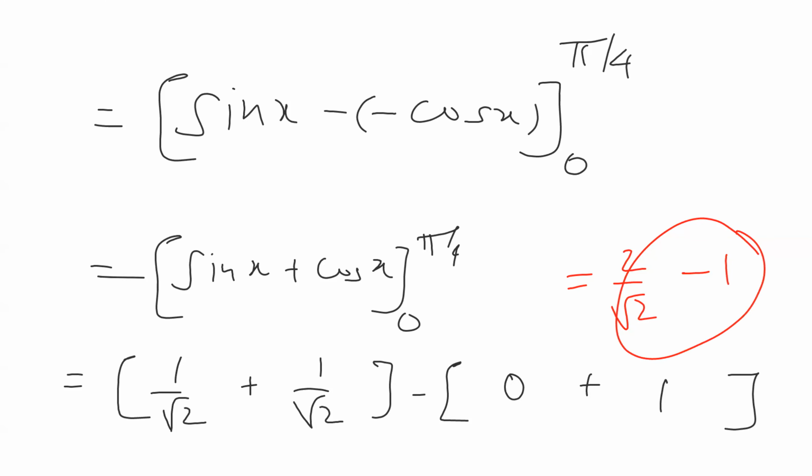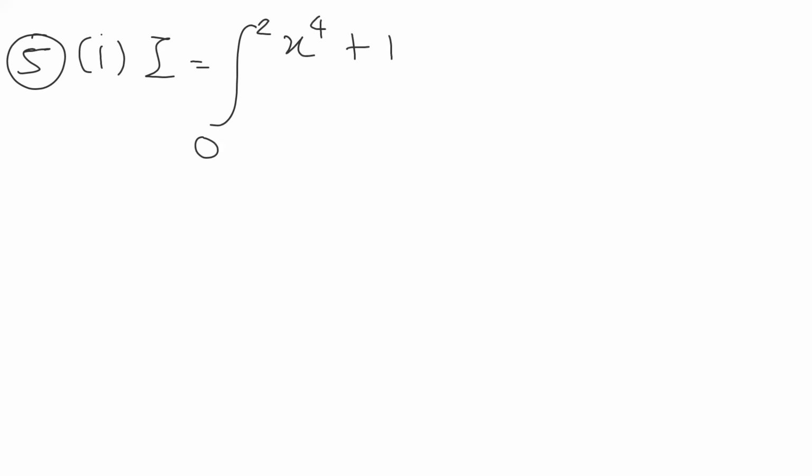Question number 5, sub question 1. We are moving to question number 5, sub question 1. Integration from 0 to 2 of x raised to 4 plus 1 upon x square plus 1 dx. Guys, the degree of the numerator is 4. Degree of the denominator is 2.